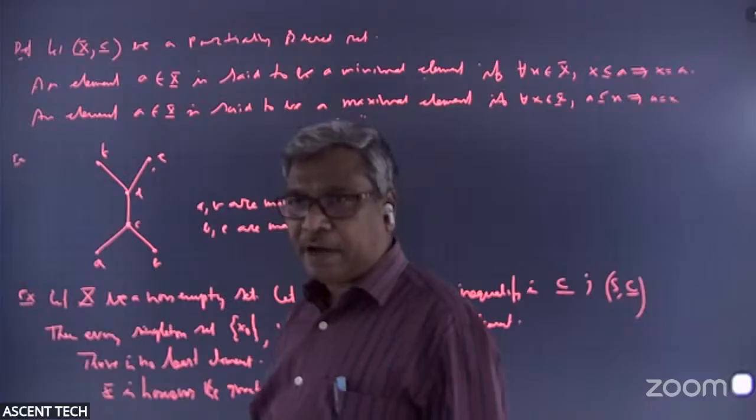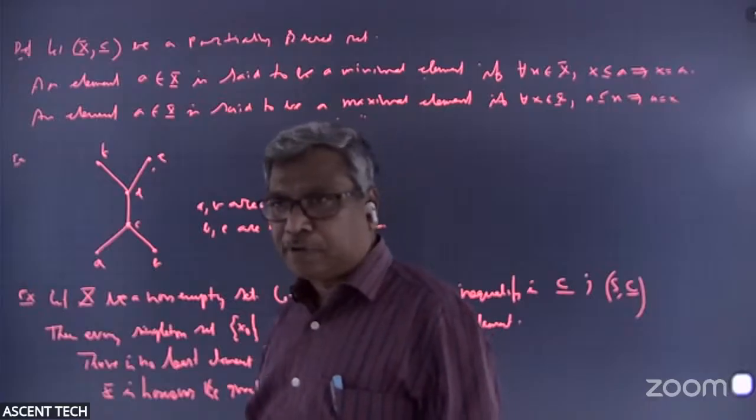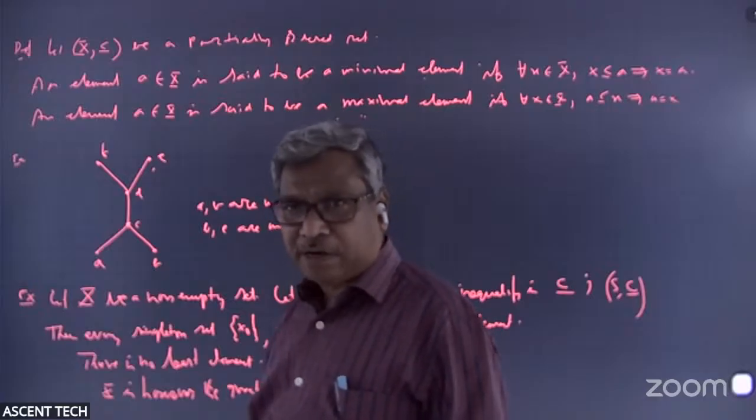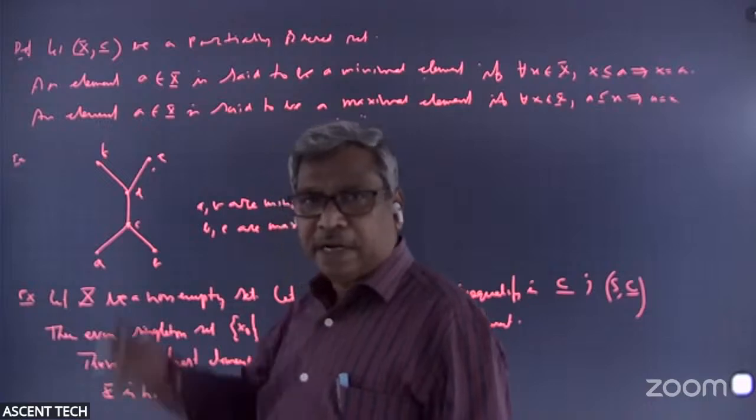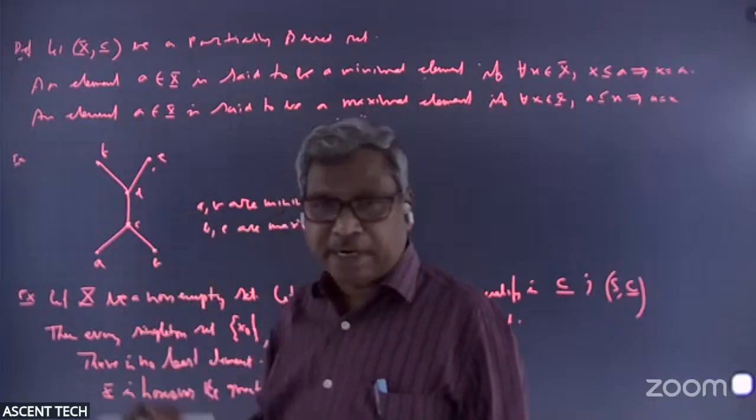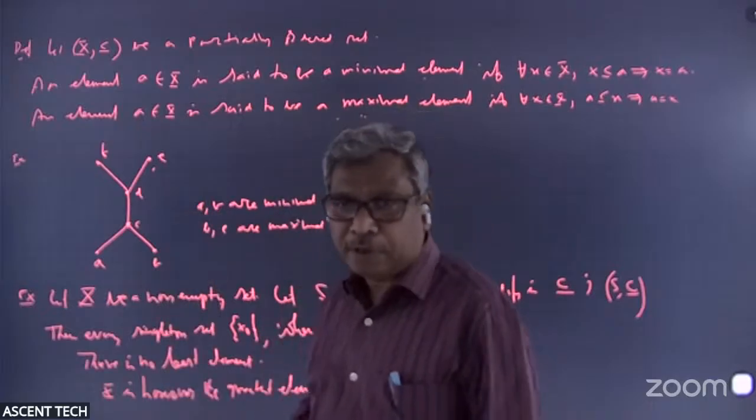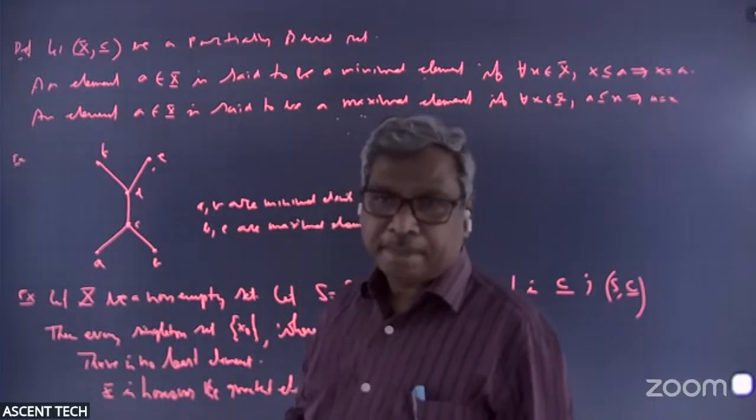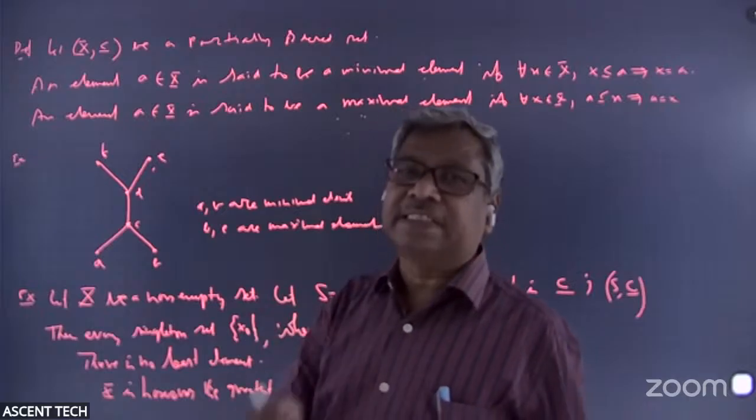You cannot avoid this. Of course, there need not be a maximal element. You have noticed that if you look at the set of all natural numbers, it has no maximal element, no greatest element. Okay? But it has a minimal element. Indeed, it has the least element.